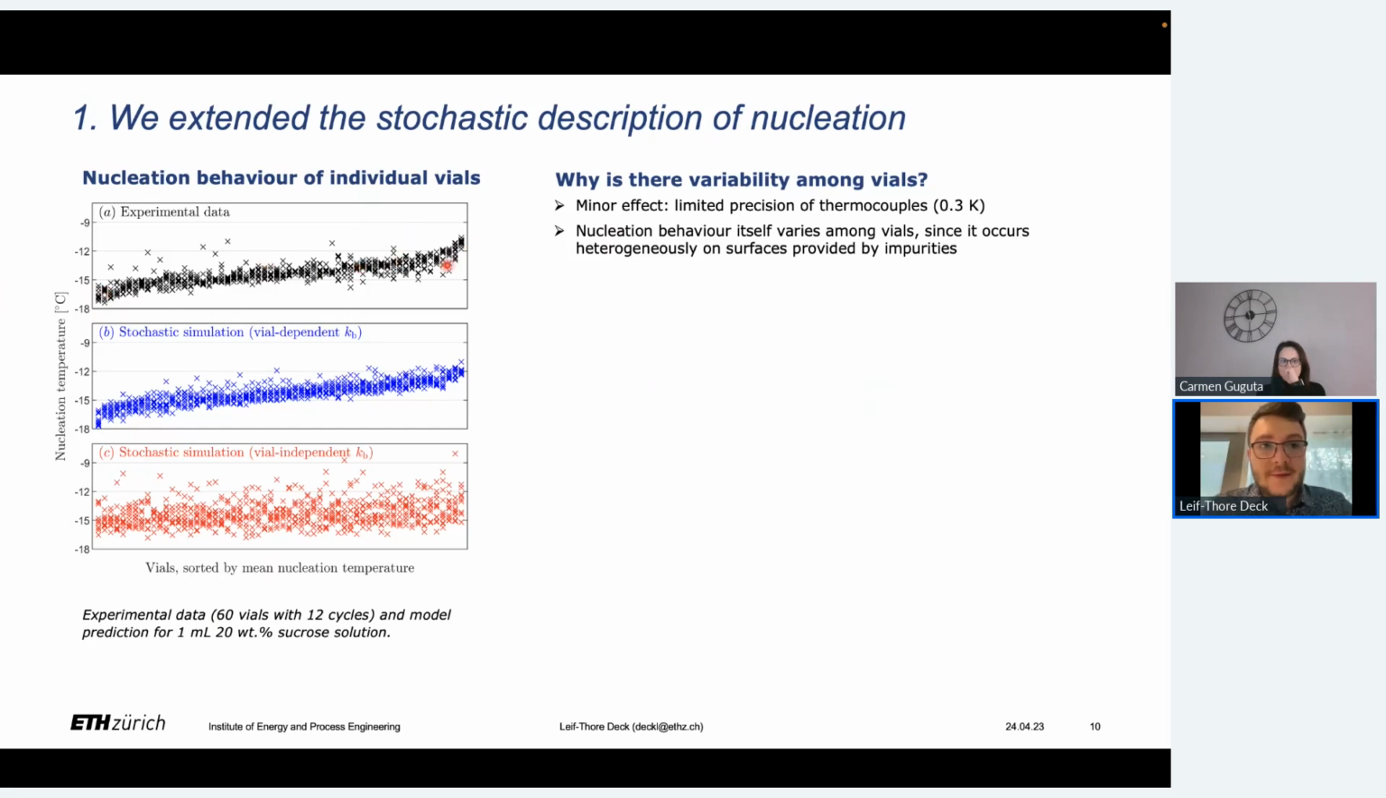And this is an effect that is actually now described for the first time for vials, but there is already some literature on freezing in microdroplets, so we can actually be confident that this is something that is kind of general.